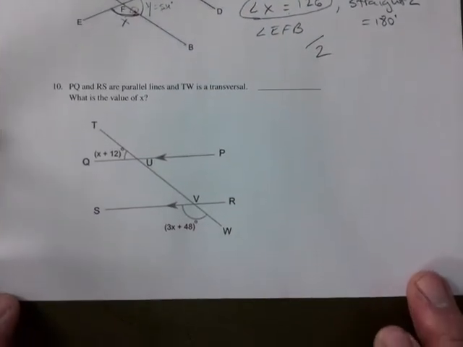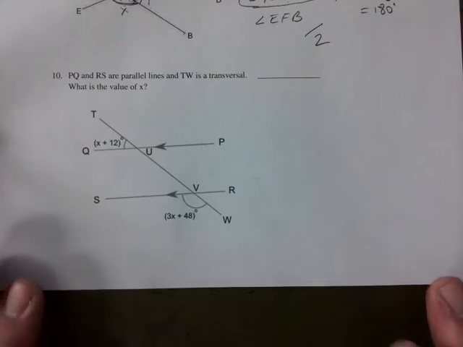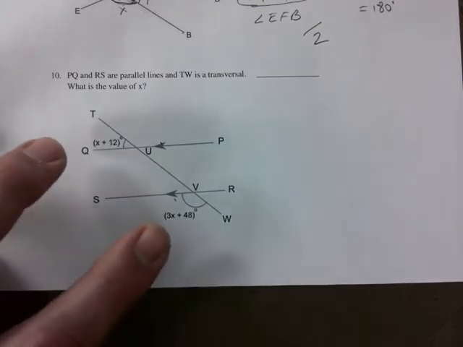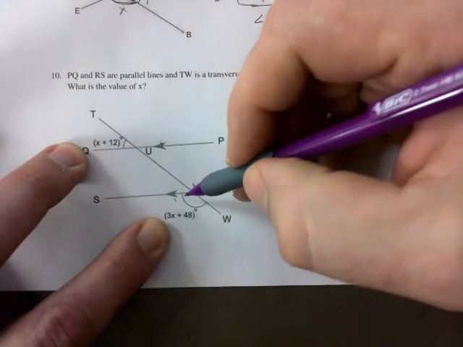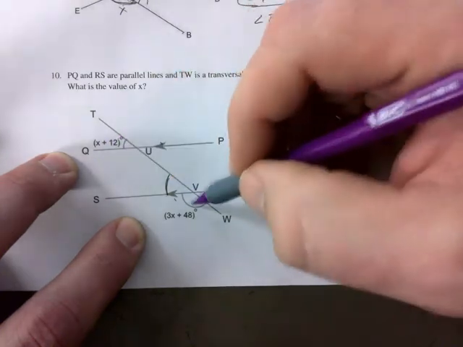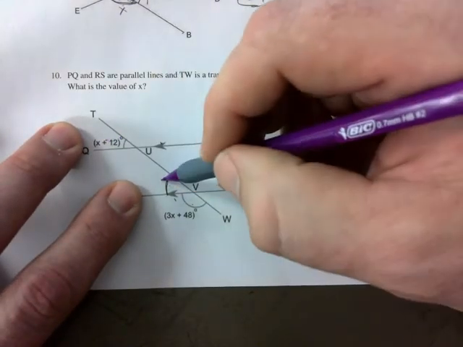Next, PQ and RS are parallel lines. We know that by the markings. TW is a transversal. What's the value of X? We did one of these, sort of, yesterday. So this angle here, I don't have a name for these two, so I want to create a pair that I have a name for, and these two are corresponding.